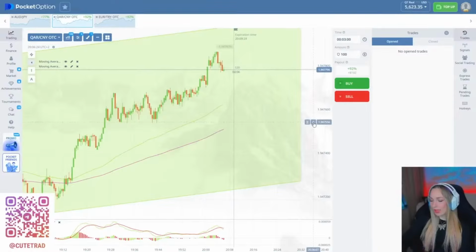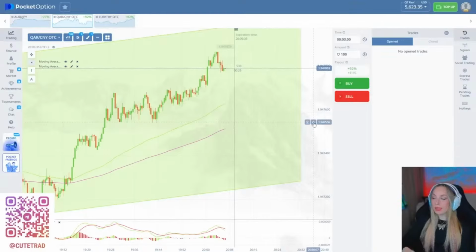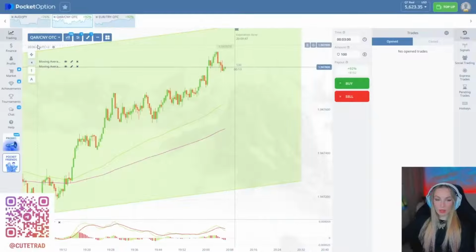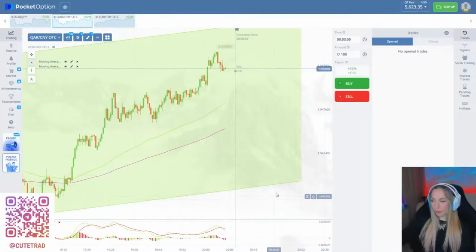But because this is an upward trend, I do not enter against the main trend. If there is an upward trend, I open only trades in the upward direction. If there is a downward trend, I open trades in the downward direction only. Do not enter against the main trend. So I would wait until QAR CNY reaches the bottom, the support line, and then we can open the trade in the upward direction.